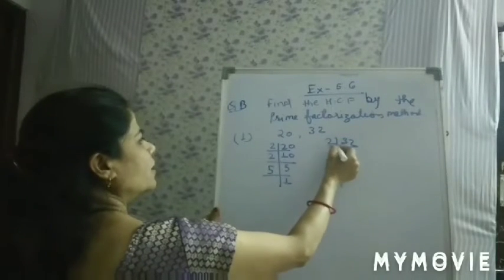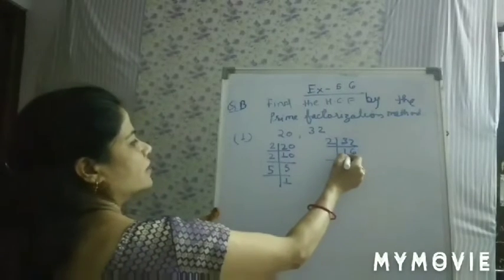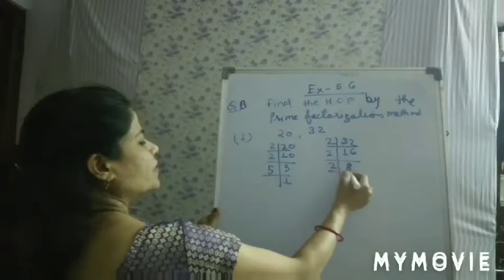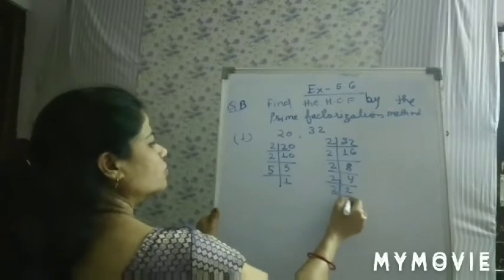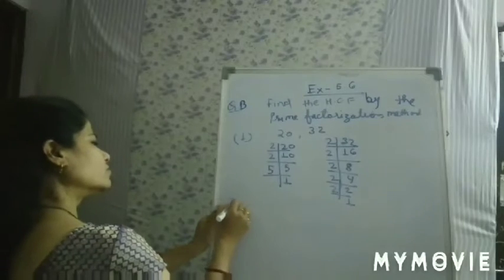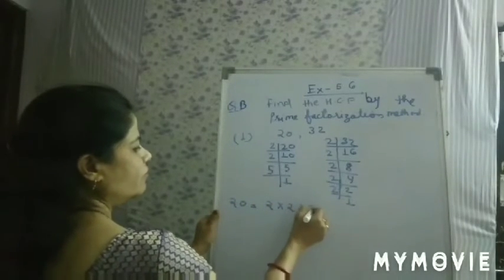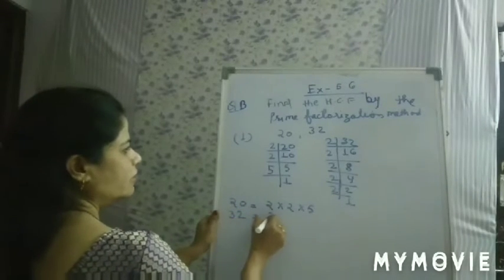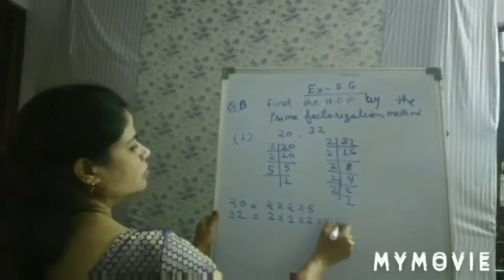Divide 32 by 2. You will get 16 as quotient. Then divide 16 by 2. 2 eights are 16. Then 2 fours are 8, 2 twos are 4 and 2 ones are 2. So the prime factors of 20 are 2, 2 and 5. And the prime factors of 32 are 2, 2, 2, 2 and 2.